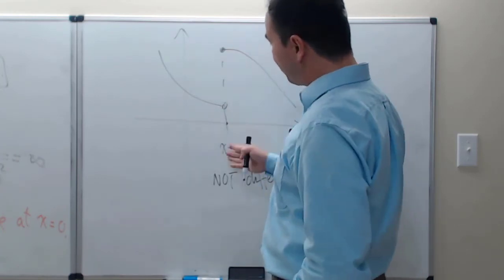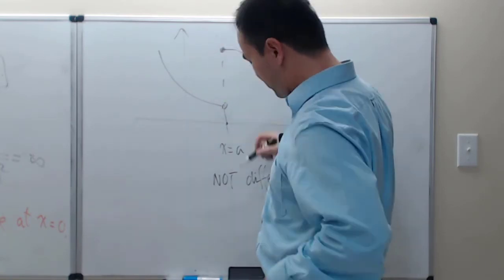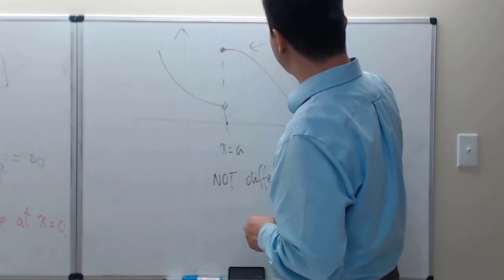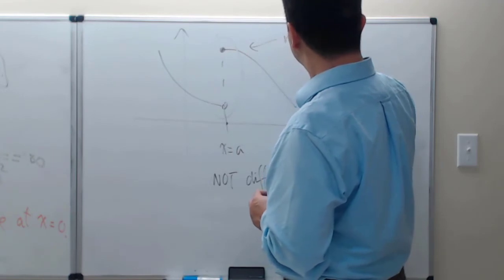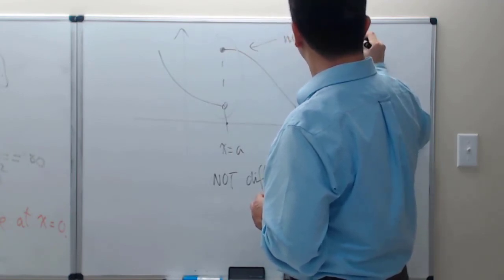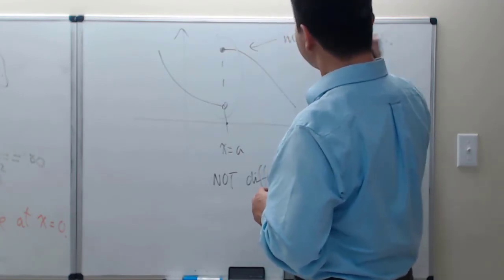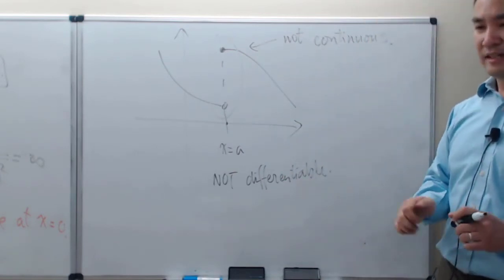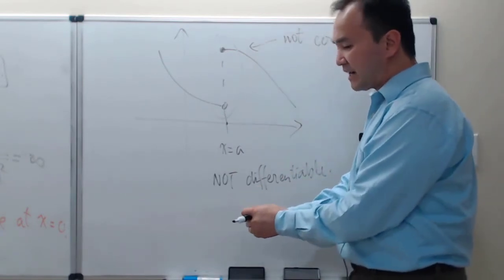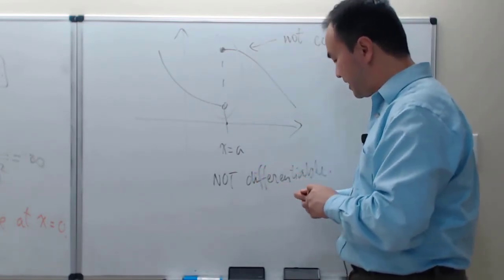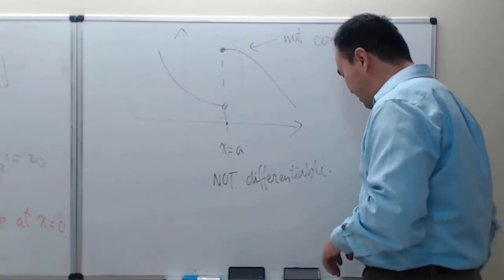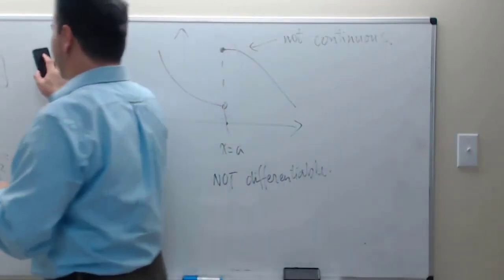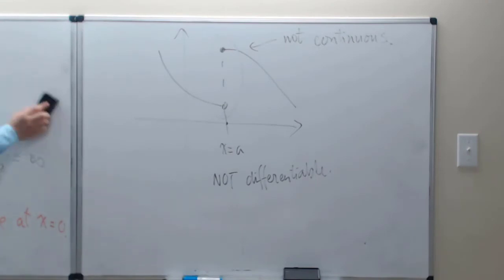And having a jump right here also means the function is not continuous. And so, along with what we have recognized here, allow me to bring everyone into the next understanding. I'm going to need to move over to my other board.